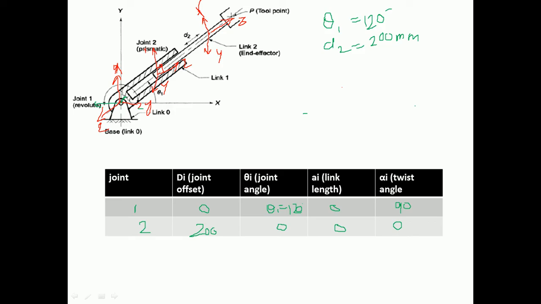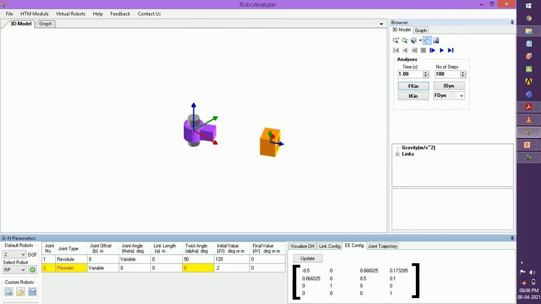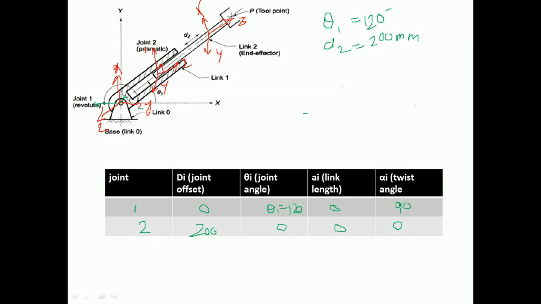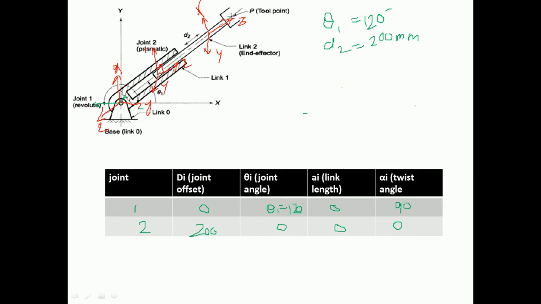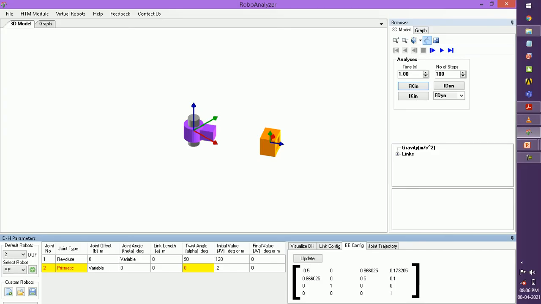Okay, now next is link length and twist angle. Over here you can see this is the link length and this is the twist angle, which we already found as 0 and 90. Keep the final value 0 initially. Now for link joint 2, there is a joint offset value which is kept as variable. We have to fill an initial value, but keep in mind that whatever values are filled in this RoboAnalyzer software should be in meters. So I took 0.2. Now the joint angle, link length and twist angle are 0.